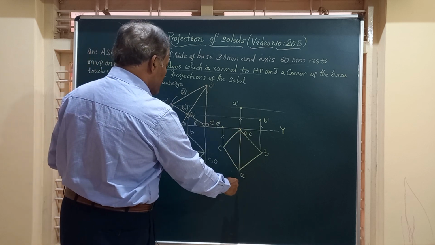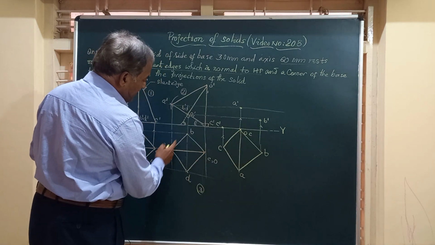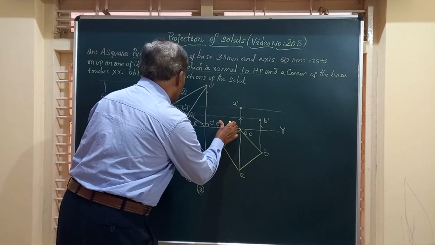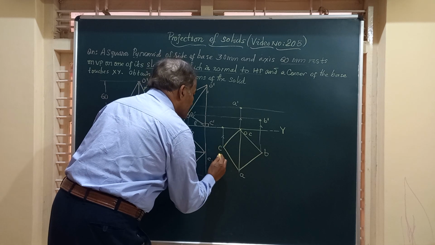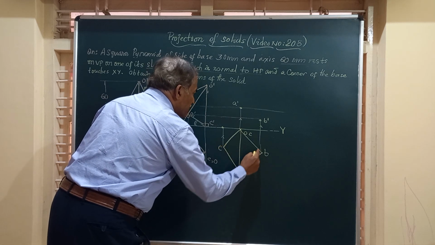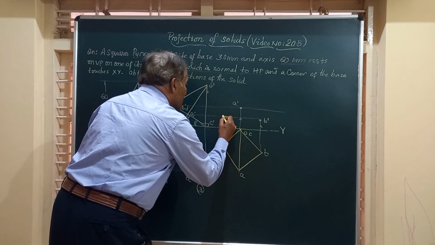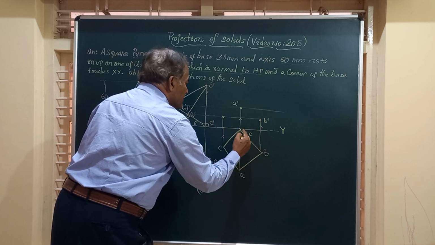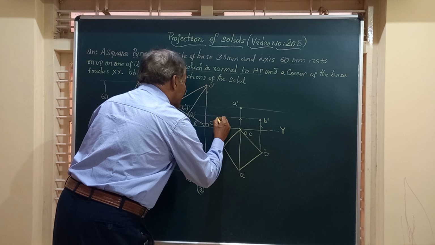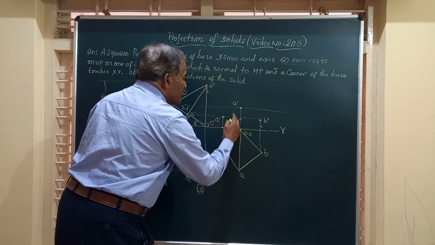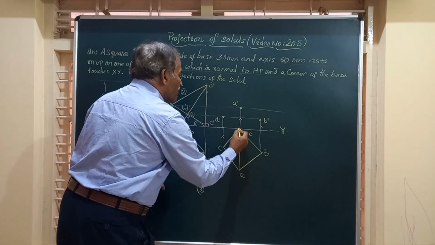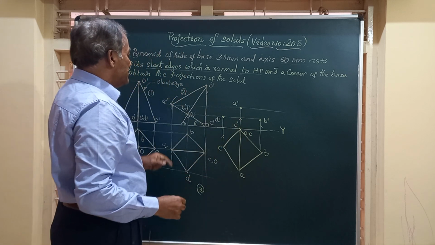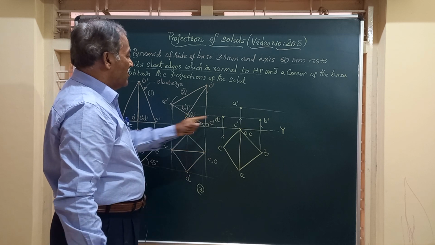Vertical was OCA, the other was BD. BD it should be, not C. This is BD, A, B, C, D. So it will come here. So this point is A dash, B dash, this is C dash, and this is D dash. So friends, you got all the four corners, that is C dash, you will come here. A dash, B dash, C dash, D dash on this.